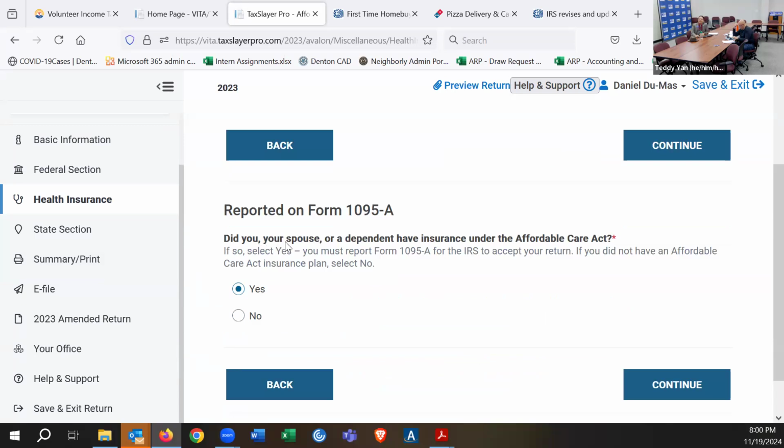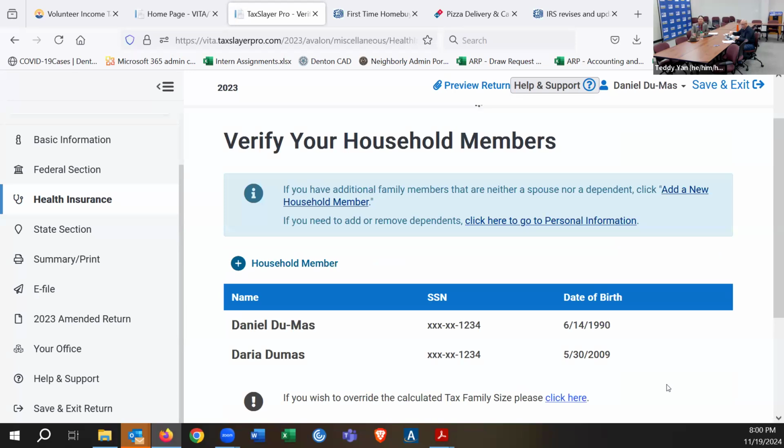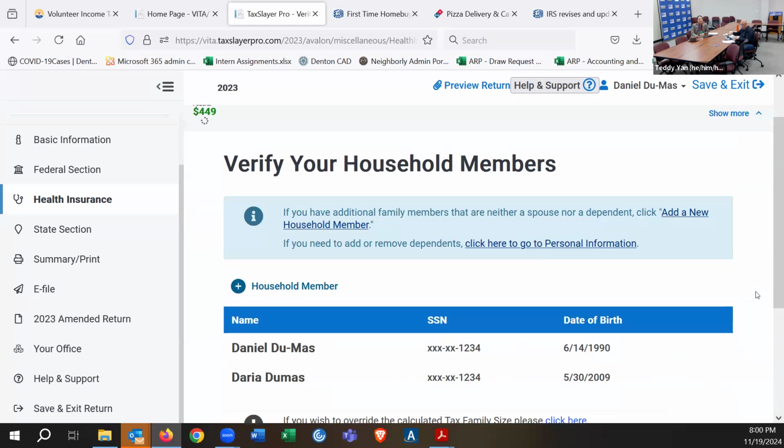So, did Danny, his spouse or dependent, have insurance under the Affordable Care Act? If so, select yes. You must report Form 1095A for the IRS to accept your return. They did. So we have to click yes here, and then we have to click continue. And instead of tossing us back to the summary, now it's going to say, hey, let's verify who is in your tax household.